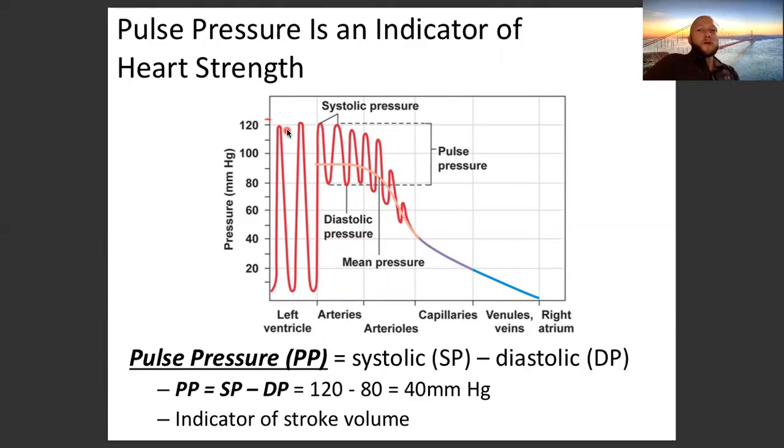The harder your heart has to work, the quicker things are going to go wrong with it. If your heart has to pump up to 120 pressure every single beat, every single day, compare the stress on that heart to a heart that has to pump it up to 160 millimeters of mercury every beat of every day.